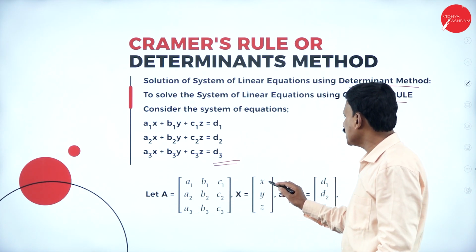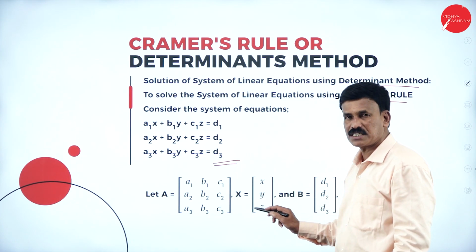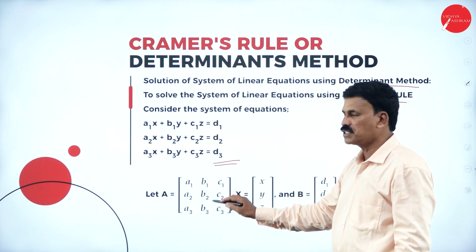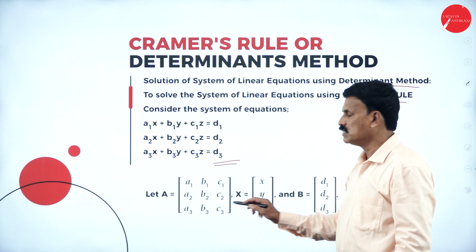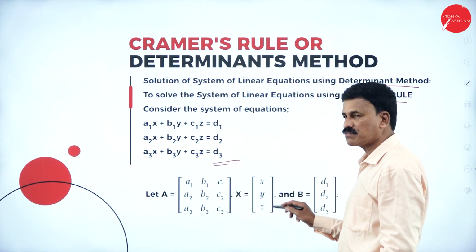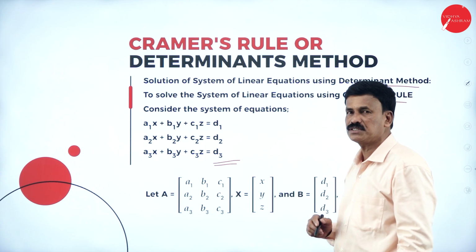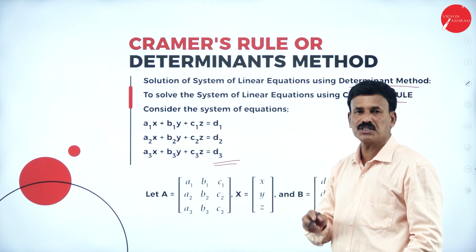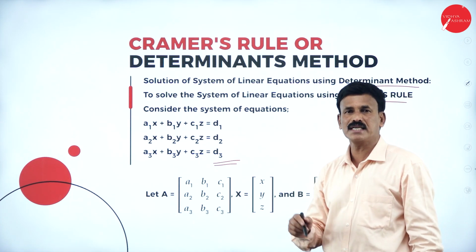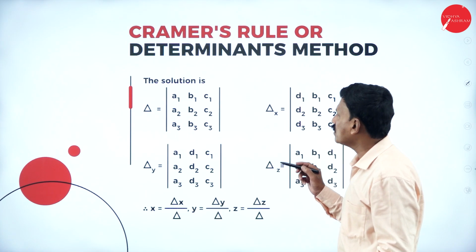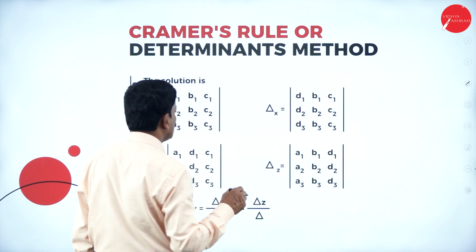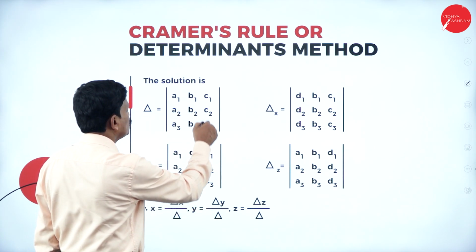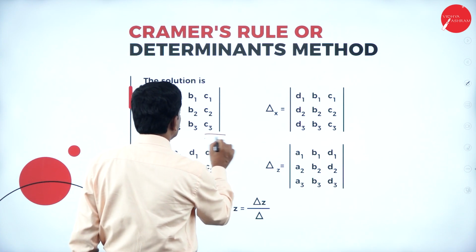Now what is x here? X, y, z is nothing but capital X, that is to be determined. What is B? B is nothing but D1, D2 and D3. So x, y, z is to be determined, and B is equal to D1, D2 and D3. Now what is the rule? How to solve? Find out delta, delta 1, delta 2 and delta 3, or delta, delta x, delta y and delta z. Let us come to the first one. The value of delta is nothing but the coefficients of x, y, z: A1, A2, A3, B1, B2, B3, C1, C2, C3. This will give the value of delta.